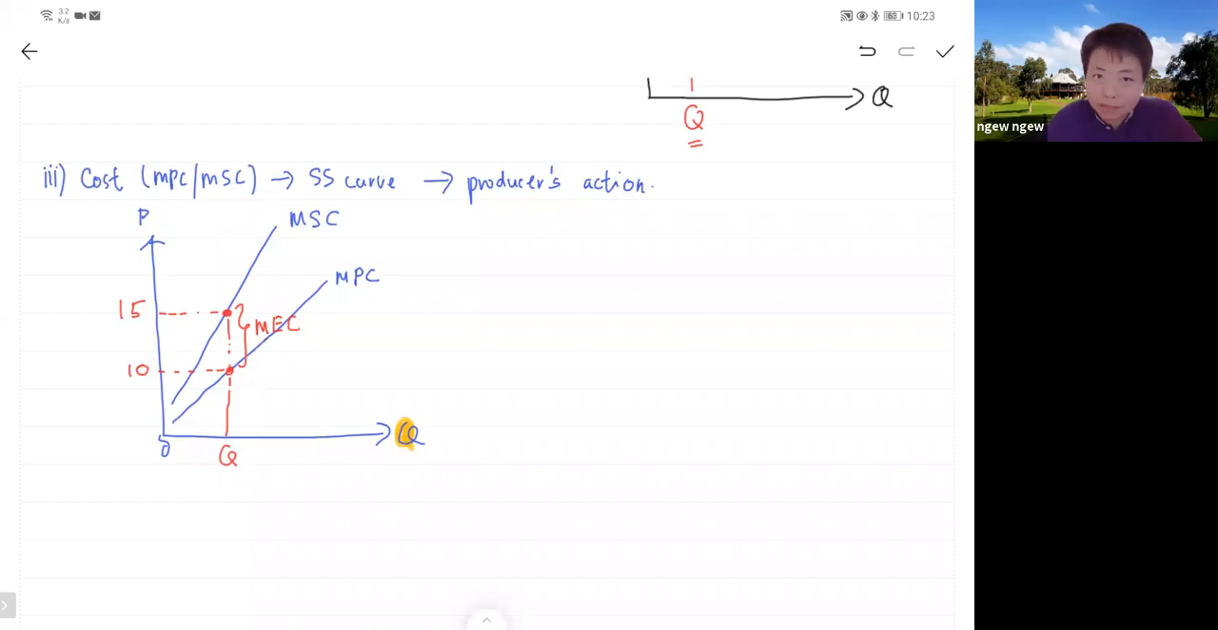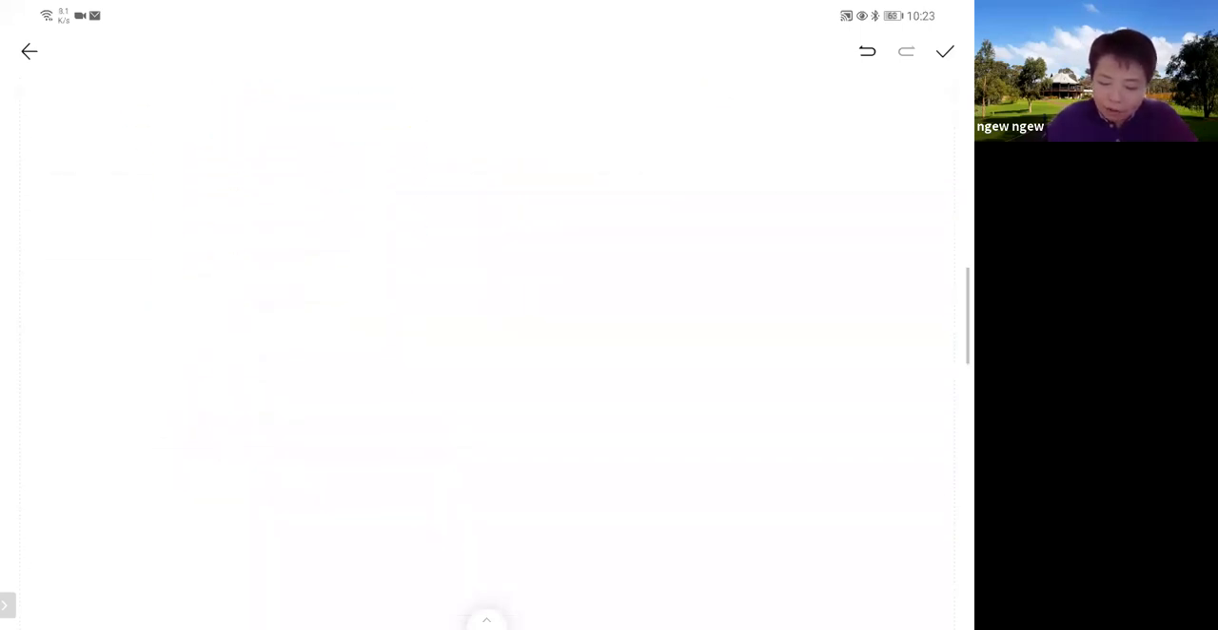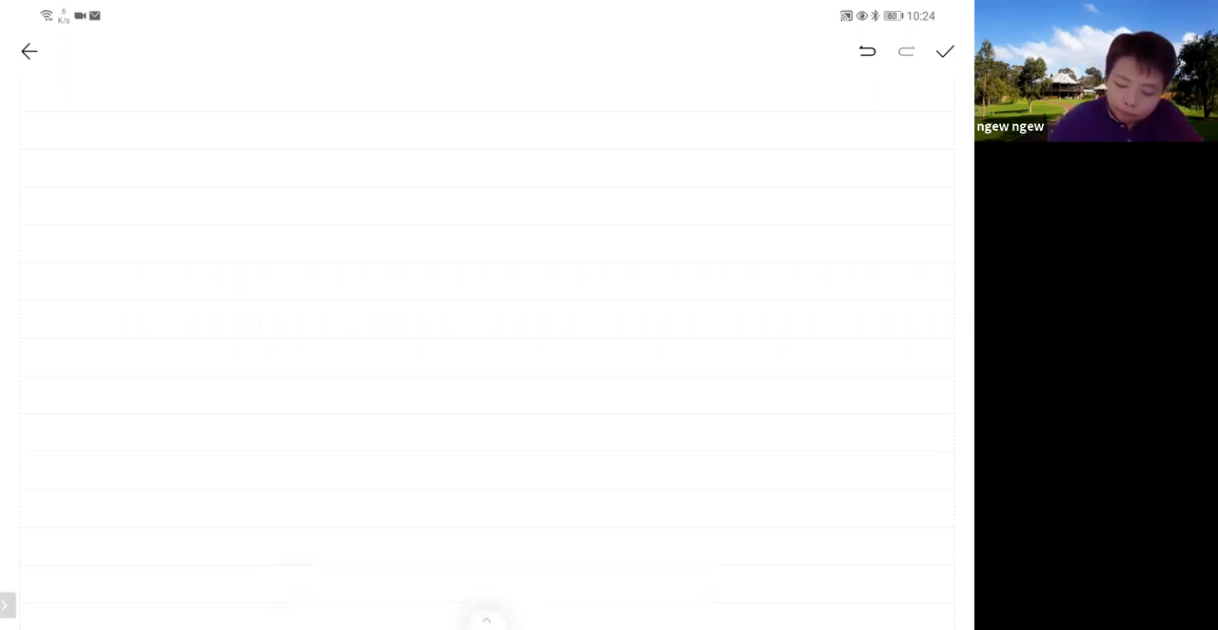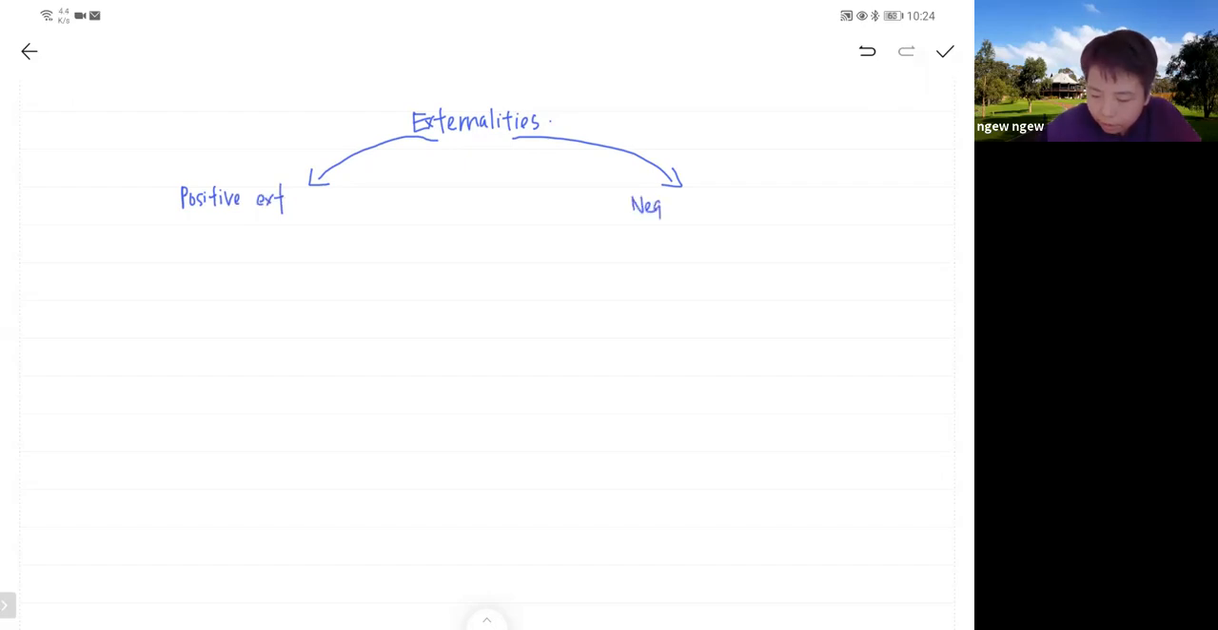Okay, let's move on and look at the diagrams. I'll show you in a summary form. Let me change my color; I would like to use blue. Now, externality. We all know that there are positive externality and negative externality. Positive externality means a positive effect on the third party. Negative externality means a negative effect on the third party. So we can have positive externality, and we can have negative externality.